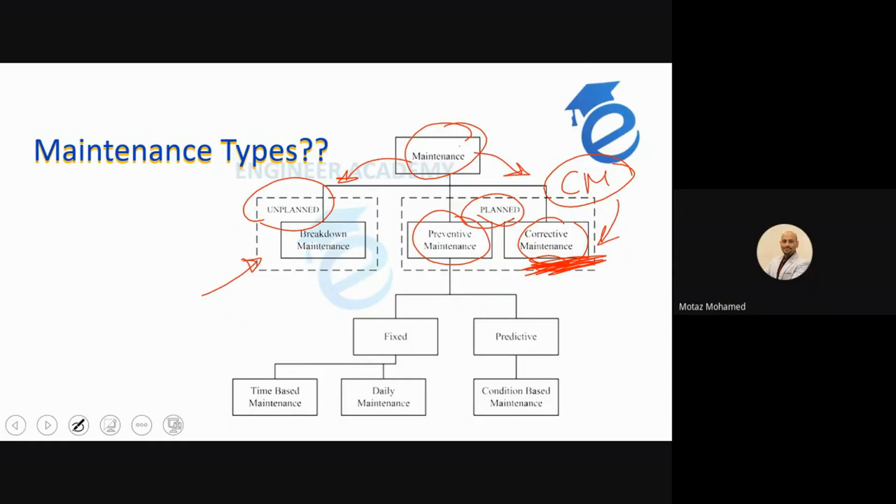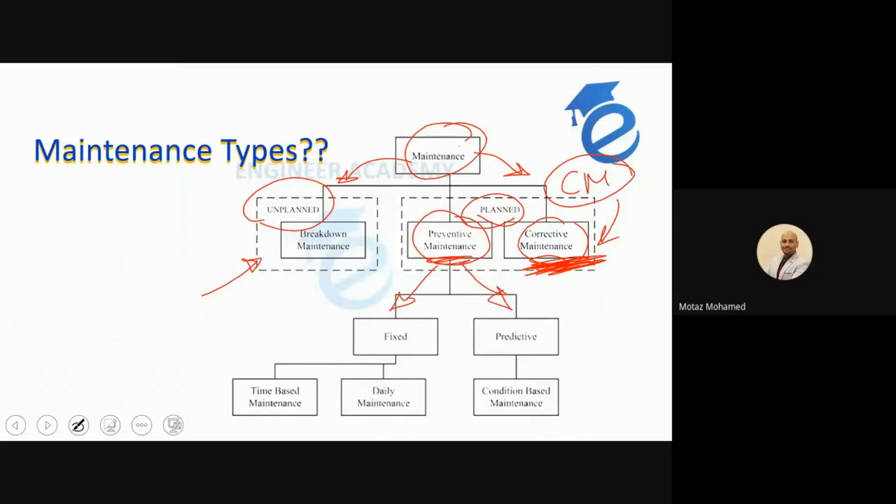Then I can plan within these 2 months the replacement of this bearing or whatever maintenance is required for this equipment, planned as per measurement and analysis. Okay? Preventive maintenance also could be classified to fixed and predictive.